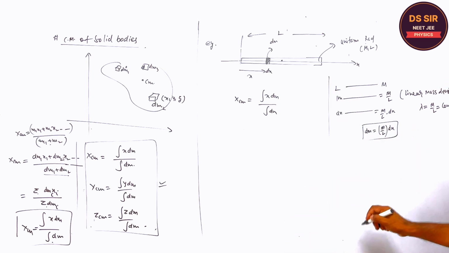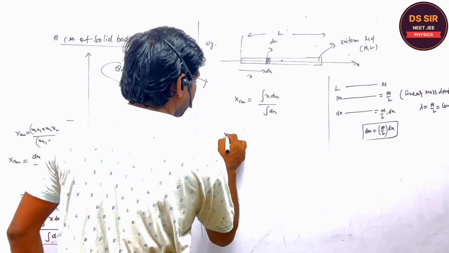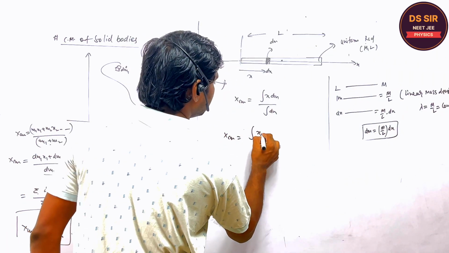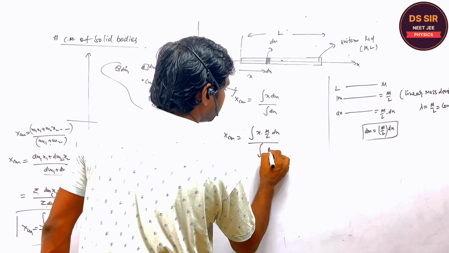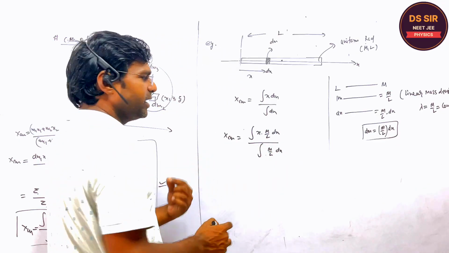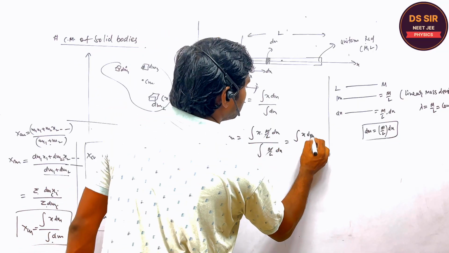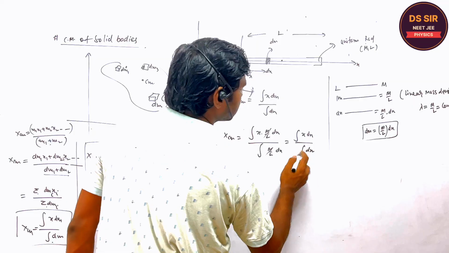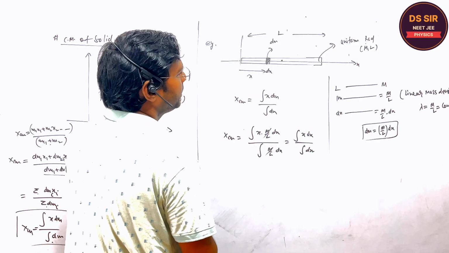So by the unitary method, we can write this elemental mass. So the x·dm is nothing but x into m by L into dx. The m by L will come out from the integration, it will cancel out. So x into dm divided by dm, that is x dx upon dx. Is it clear or not? Now you have to integrate.